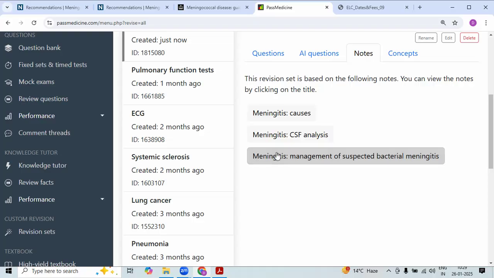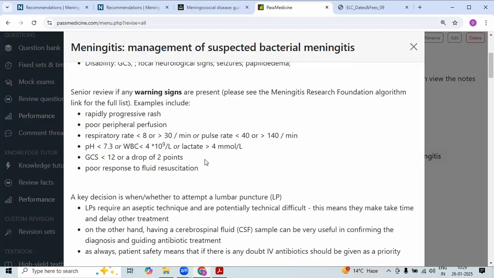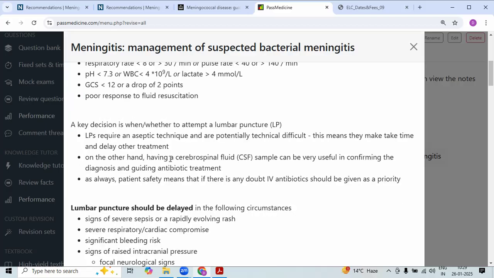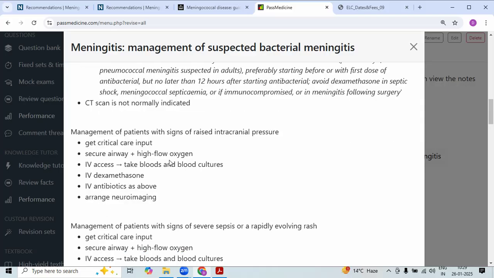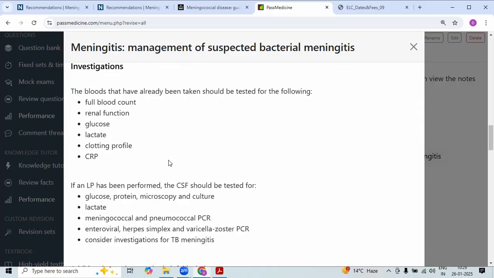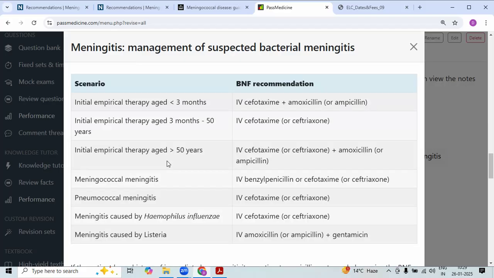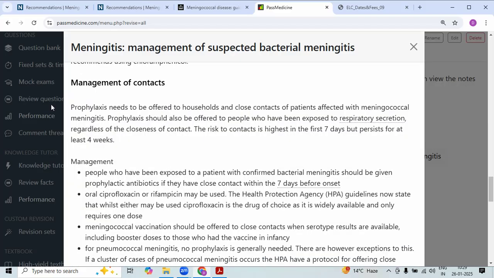Then how will you manage? We saw the all component, we saw the warning signs. What I want you to do is look for whom the prophylaxis is required. So how will you manage the contacts?